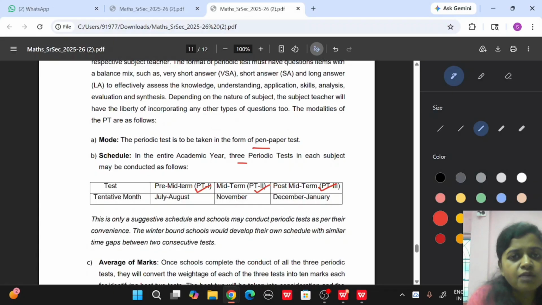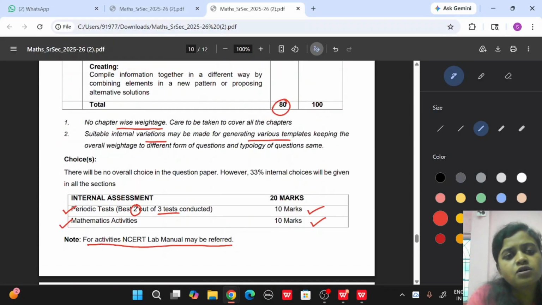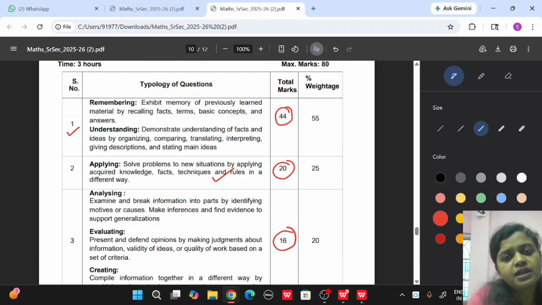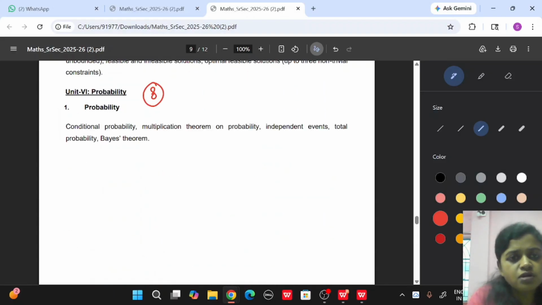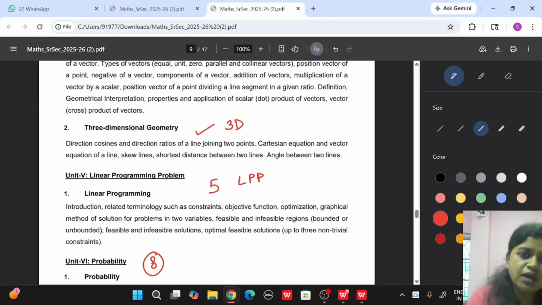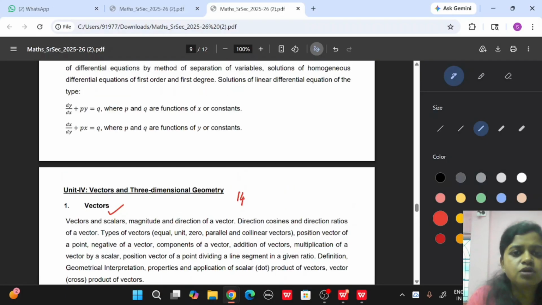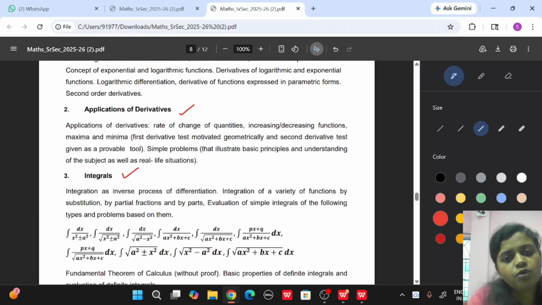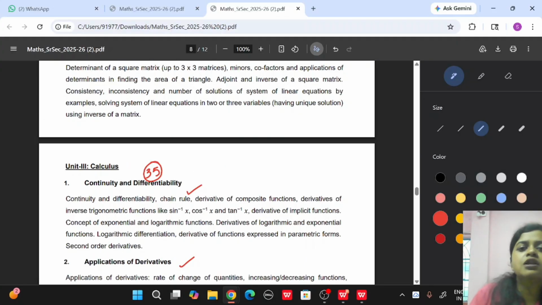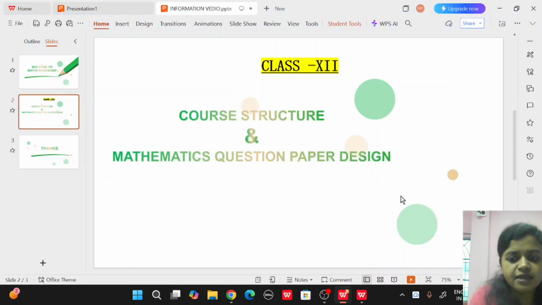So this is all about it. You should read the whole document properly. You don't need to memorize it, you just have to understand how it works. And you should know which topics are scoring more, carrying more marks, so you should know those chapters properly. So this is all about the course structure and question paper design.